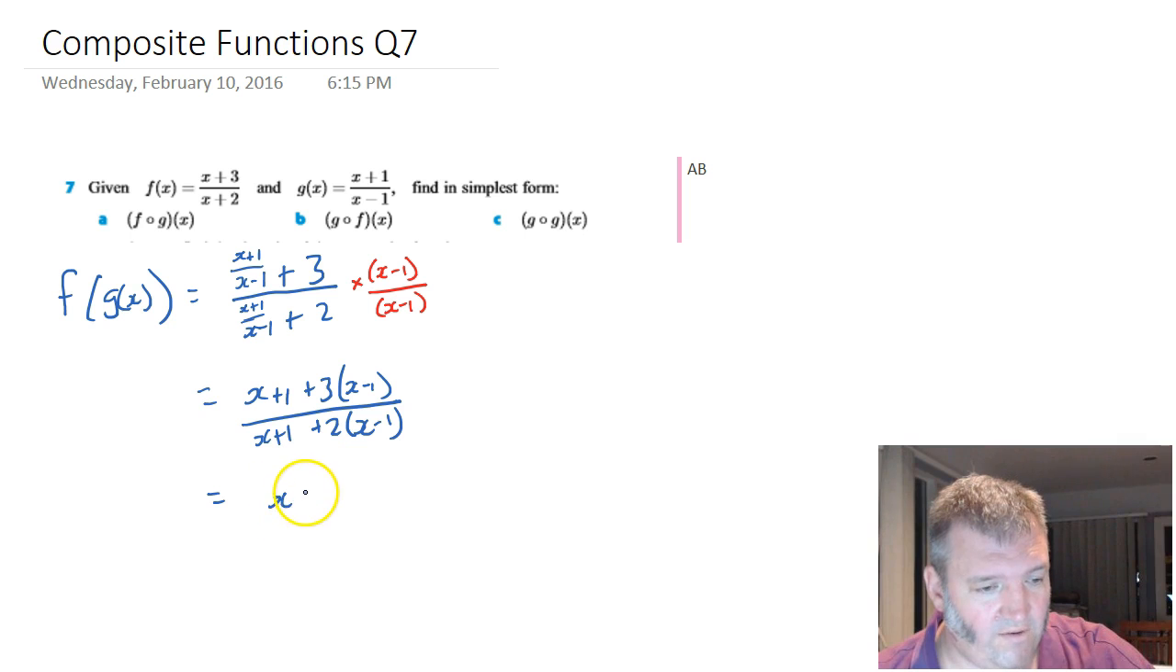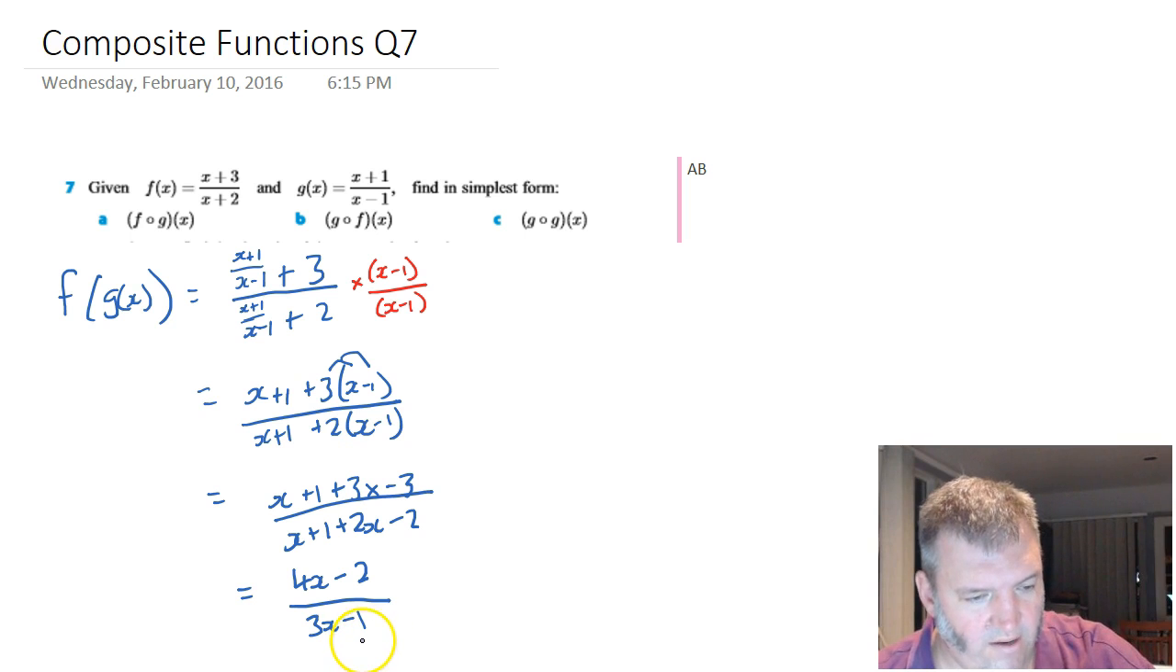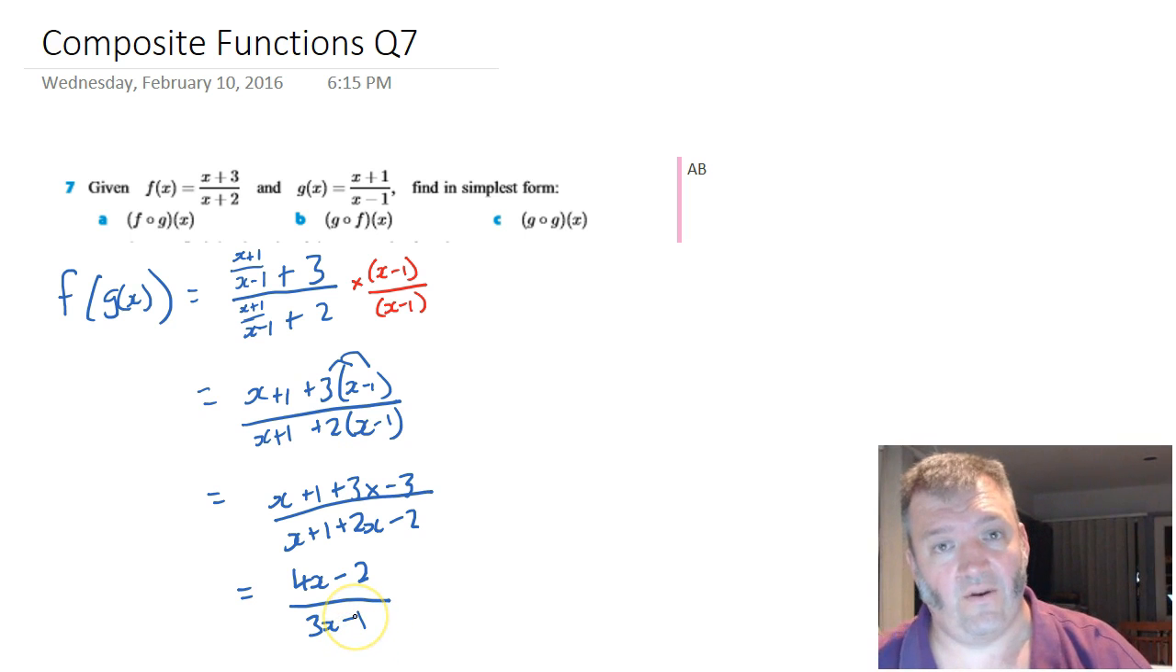I've got x plus 1 plus 3x take 3, remembering to distribute that 3, and on the bottom I've got x plus 1 plus 2x take 2. Make it look pretty. I've got 4x minus 2 divided by 3x take 1. And we're done. Not too bad. Hopefully that's okay. Hopefully you can follow that.